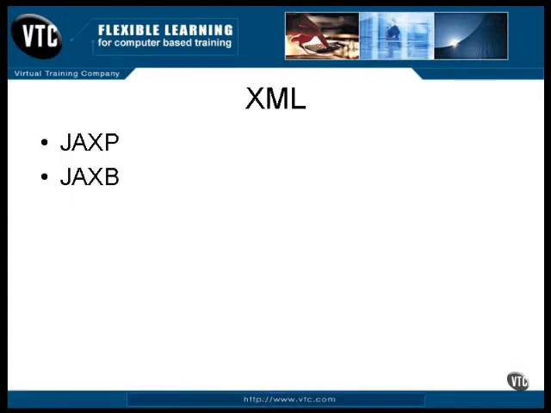JAXB is the Java API for XML Binding. You can use it to map XML to and from Java classes. You can specify the relationship and it will compile into code that performs the actual mapping for you.